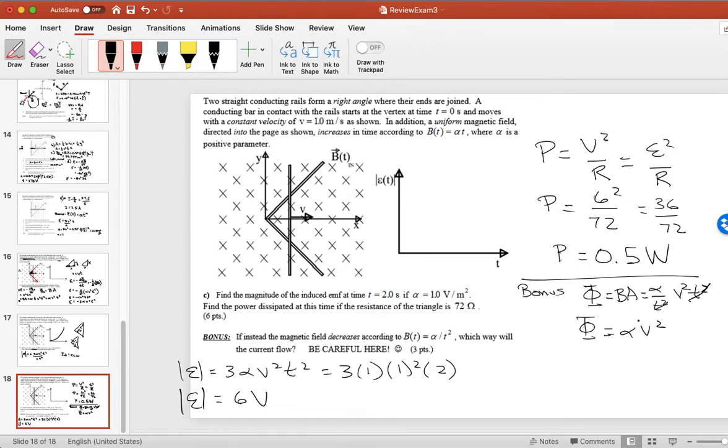So what that means is my magnetic field is decreasing at the same rate that my area is increasing. So this is a constant. So Φ is a constant, it doesn't depend on t. So if there's no change in the flux, that tells me that there is no current. So there's going to be no induced current.